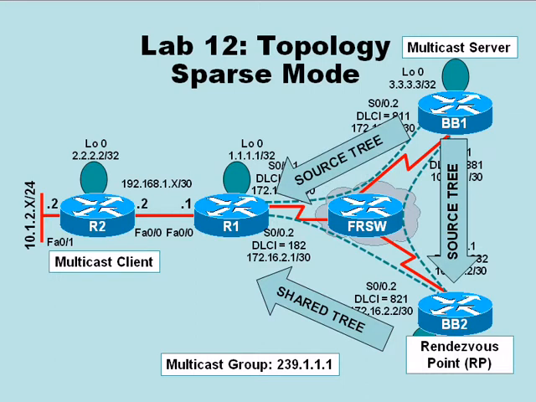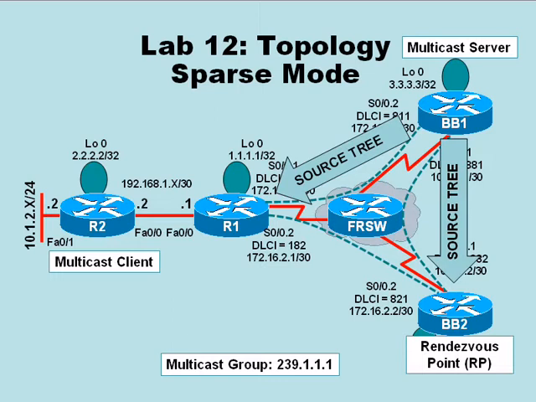However, at this point, it looks like R1 is receiving 2 copies of each multicast packet, one via the source tree and one via the shared tree. So R1 will send an S,G RPT prune message up to BB2 to say we want to prune off this link. And when we prune off that link, we are now able to receive traffic directly from the source without going through the rendezvous point, and we avoided the flooding and pruning behavior. That's why we're big fans of sparse mode as opposed to dense mode.